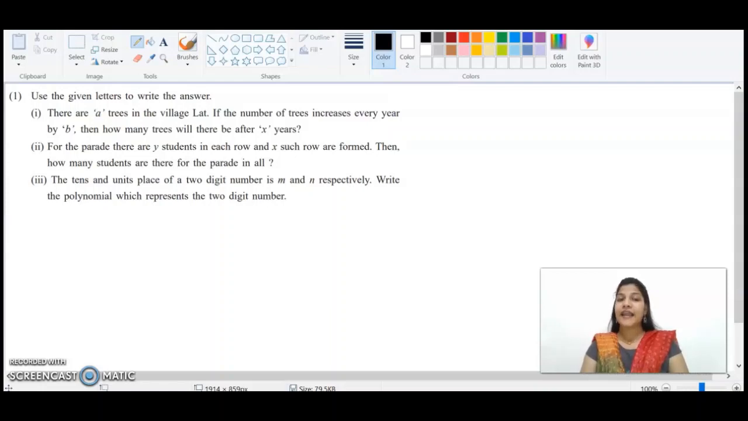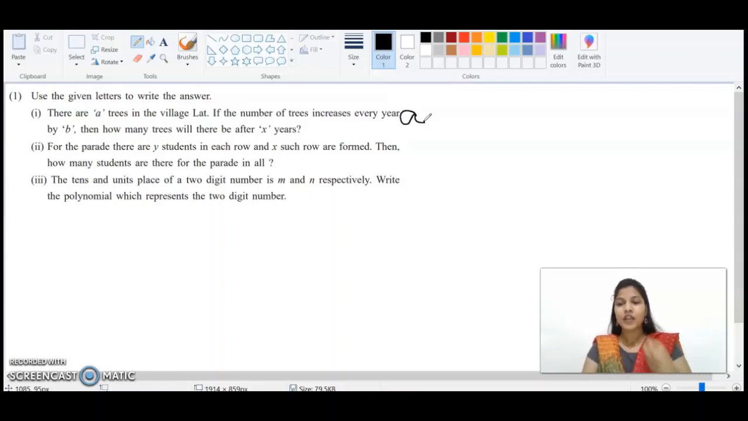There are A trees in the village lot. If the number of trees increases every year by B, then how many trees will be there after X years? Okay. So there are A trees, so we will write here A. If the number of trees increases by B, so whenever there is an increase, we always add.